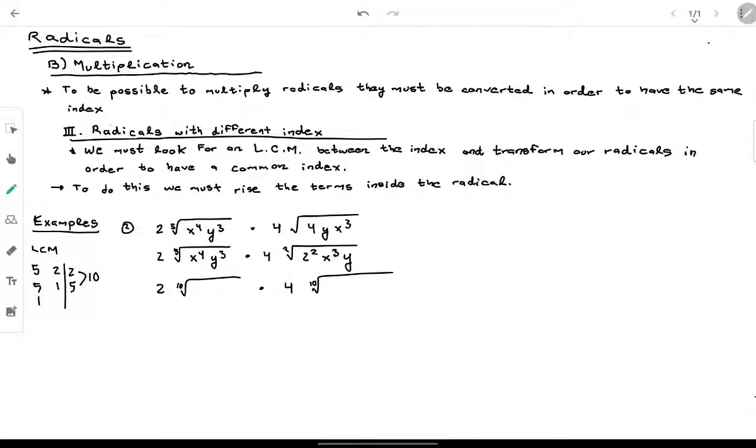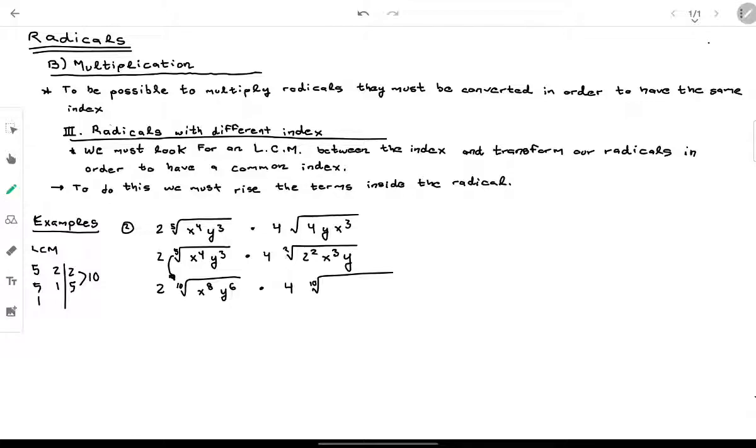So what happens here? For 5 to become 10, I need to multiply it by 2. That means I will raise what is inside to the second power. Raise the 4 to the second power. It's going to be a power of a power. So it's going to be x to the 8, y to the 6, because something to the 3, squared, is going to be something to the 6.